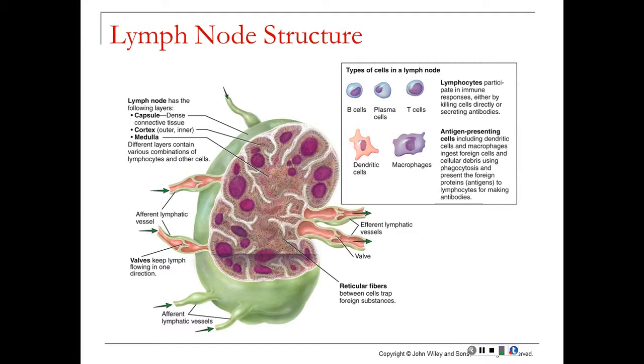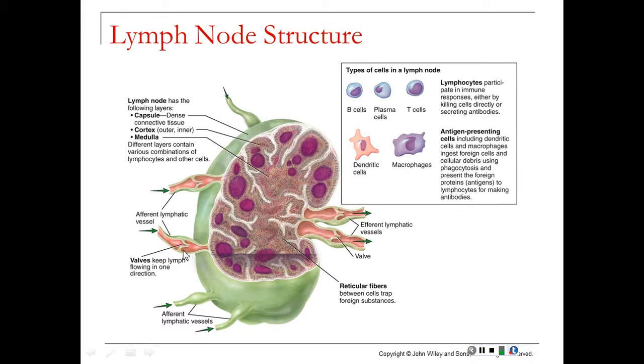So let's look at the structure of the lymph node. You may recall the vessels leading into the lymph node are called afferent vessels. Notice that there are several afferent vessels going to this lymph node pictured. The lymph node itself consists of a capsule, which is a dense connective tissue layer, a cortex, kind of like the cortex of our adrenal glands, and then an inner medulla, which is several different layers of lymphocytes and white blood cells. So this lymph comes in from all different directions.